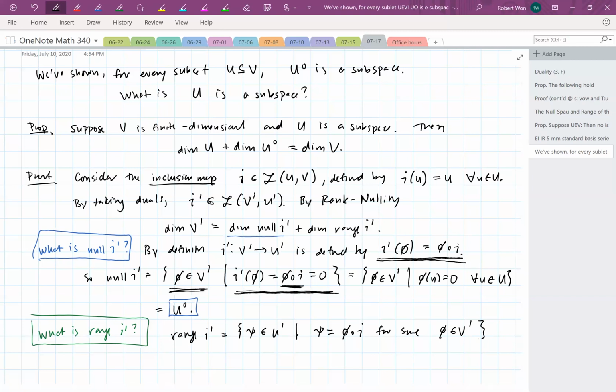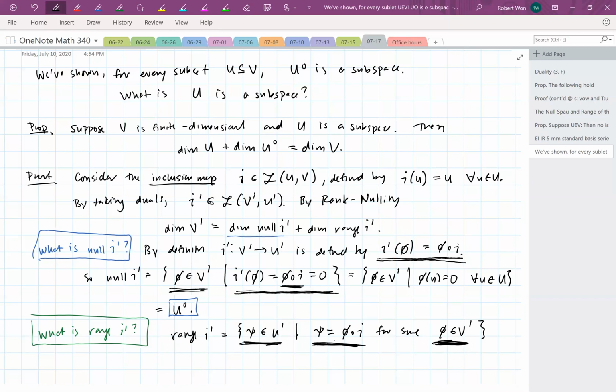In other words, the range here consists of all of the maps in U dual that can be extended to a linear functional on V, right? It's all of the maps in U dual such that there's some linear functional on all of V, and these two functionals agree on U. That's what the condition in this set notation says. All of the functionals on U that can be extended to a functional on all of V.